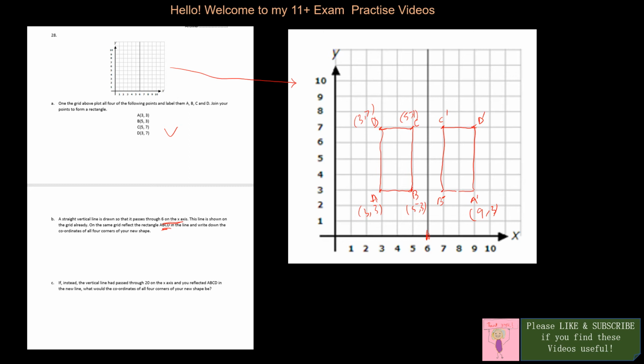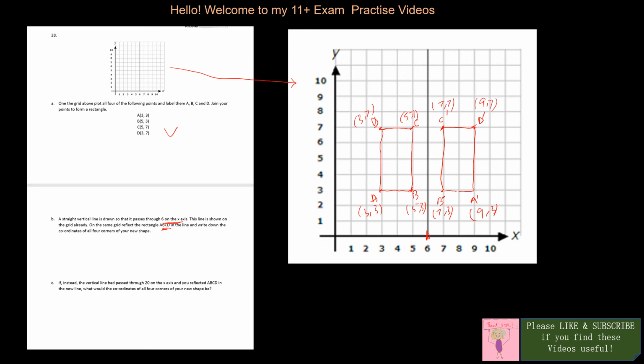3, 3 has become 9, 3, and B, 5, 3, has become 7, 3, then 5, 7 has become 7, 7. So 5, 7 has become 7, 7. This point is 7, 7, and this point is 9, 7. Yeah, that's right, isn't it?